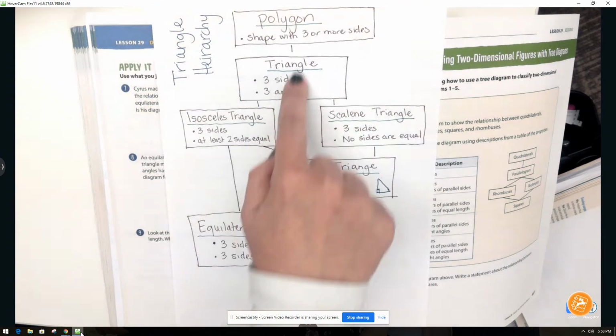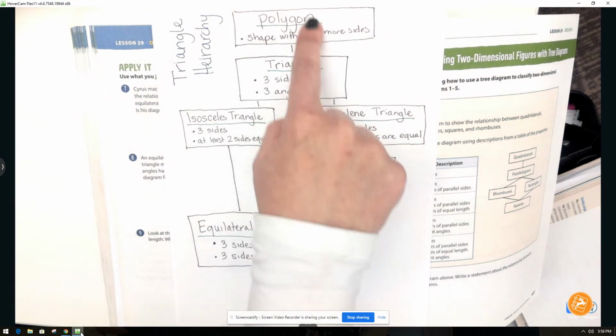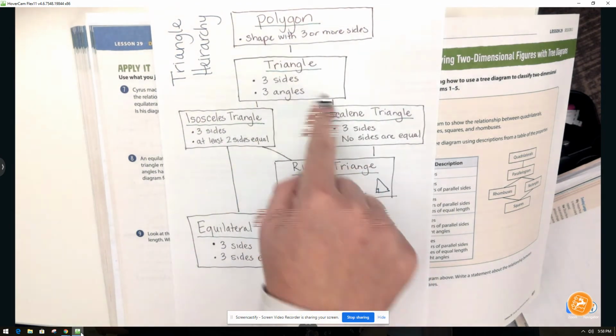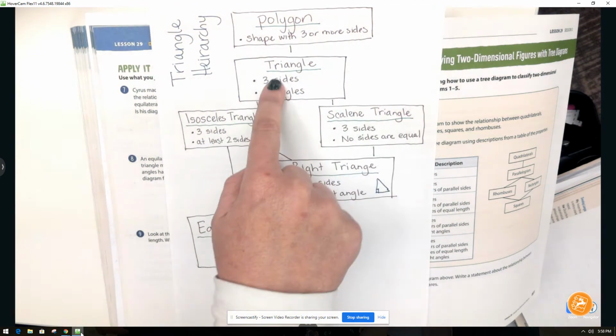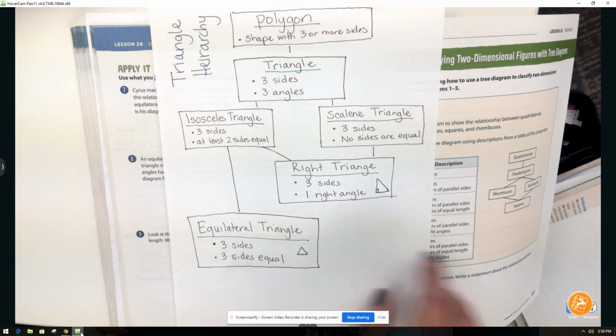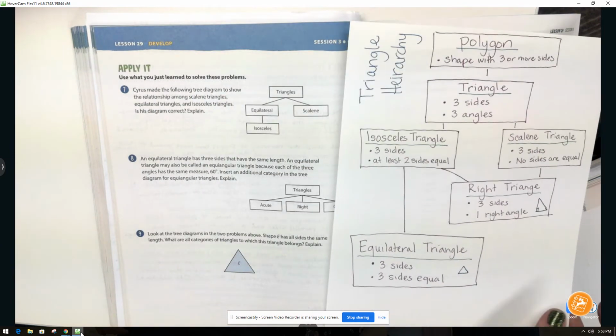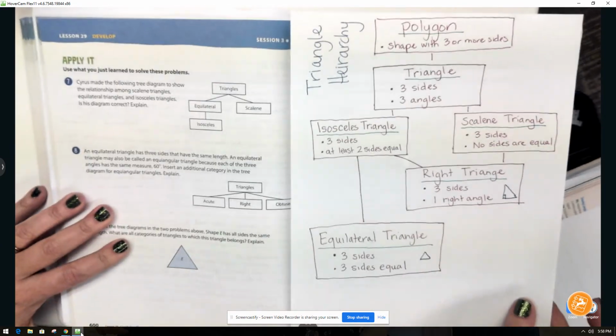So I really want you to look at this line here and to see, because I think we had the triangle, isosceles, scalene, equilateral. So now look at the one that was drawn for us, and what do you notice?